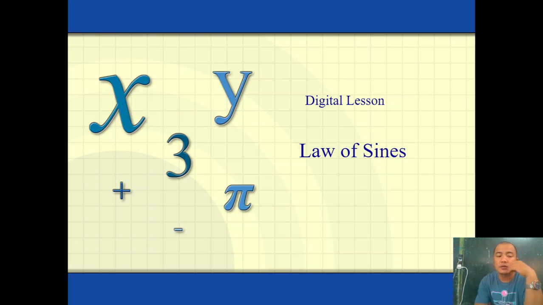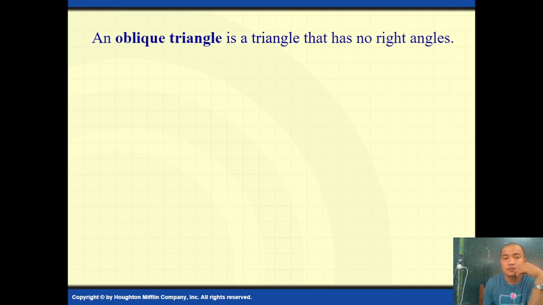We're now on our topic, law of sines. So we're now through discussing right triangles. This time, we're going to learn how to solve oblique triangles. So what is an oblique triangle? An oblique triangle is a triangle that has no right angles.